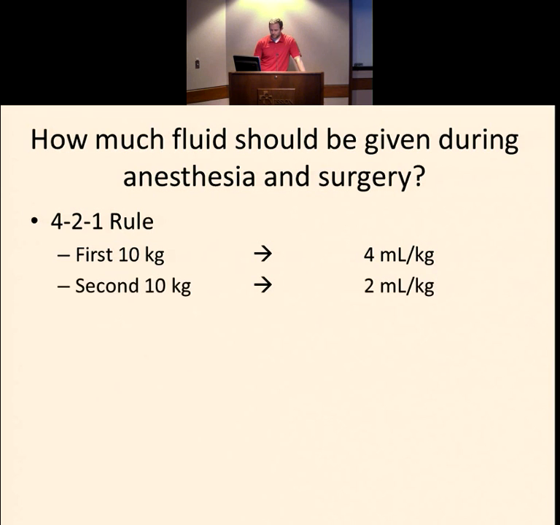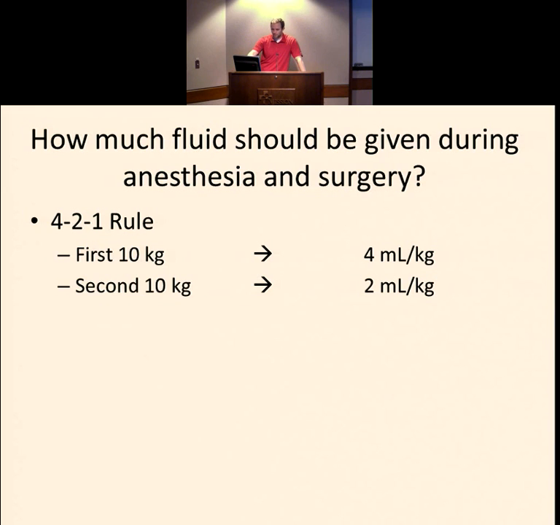So for the second 10 kilograms, we're going to give 2 mils per kg per hour. So let's take our next patient. It's a toddler. They weigh 20 kilograms. So for the first 10 kilograms of that patient weight, we're going to give them 4 mils per kg per hour. So that's 40.